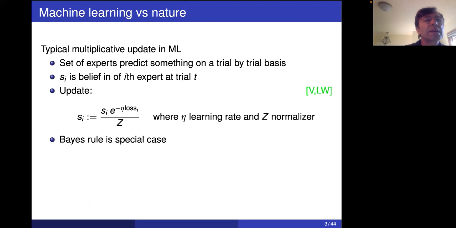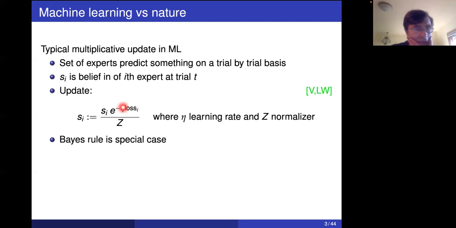So the typical multiplicative update in machine learning is you have a set of experts that learn something on a trial by trial basis. And then s_i is the belief in the ith expert at trial t. Okay, so let's say it could be 50%, 10%, it's a percentage. And then the update is something like, the new weight is the old weight times e to the minus eta times the loss of that expert, over a normalization. So here's the factor. The factor here is e to the minus eta loss_i, the factor for the expert i. So this is a multiplicative update.